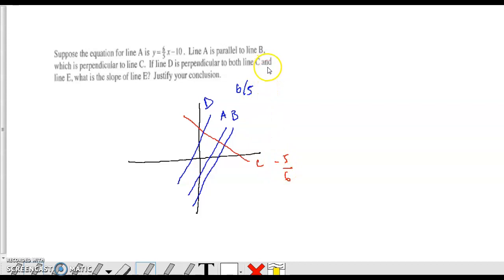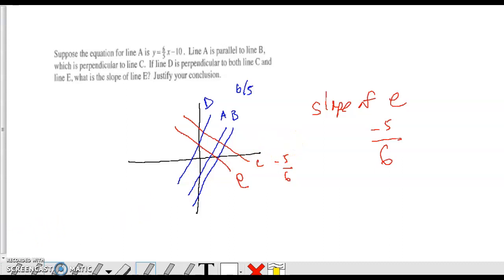D is perpendicular to C and is perpendicular to E. That must mean E is like here. So this must also be E, because D is perpendicular to C, and D is perpendicular to E. So here's D, here's E, which means E's in red. So that must mean the slope of E is -5/6. It's just an extension of what we've come to realize.